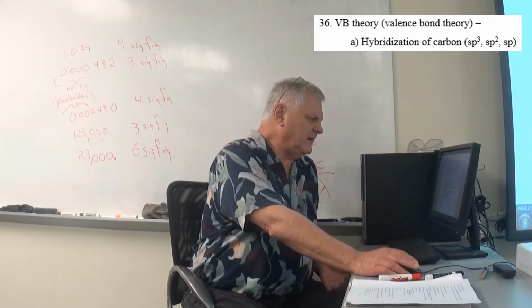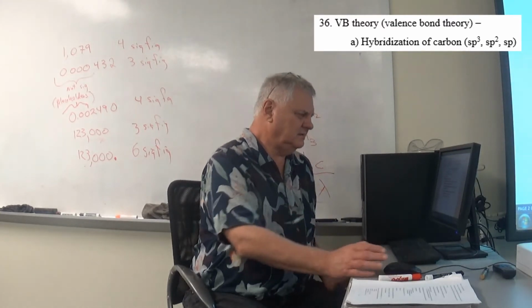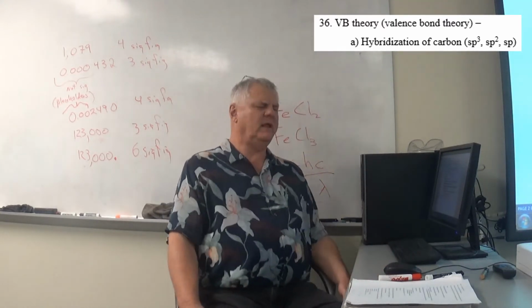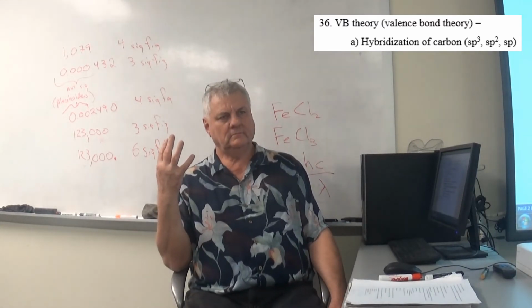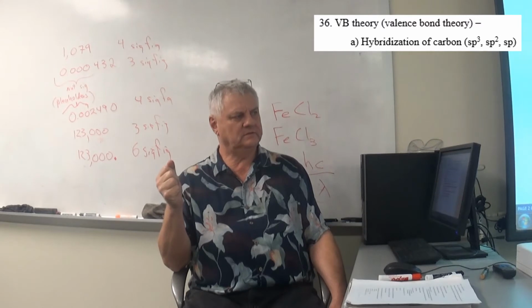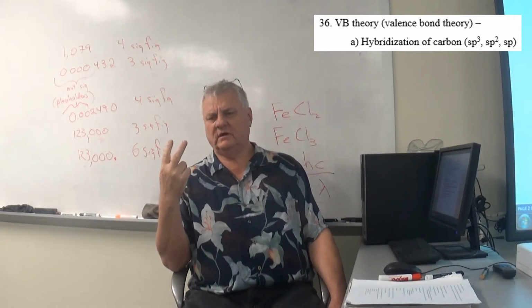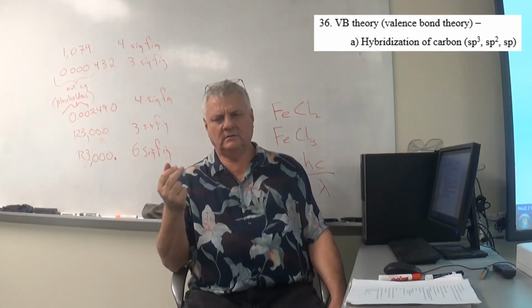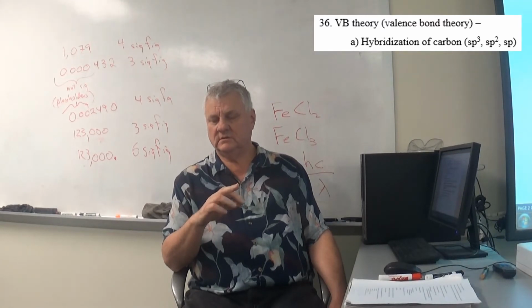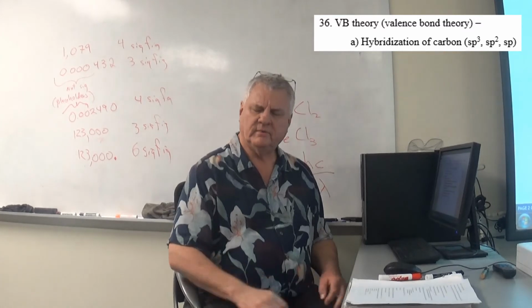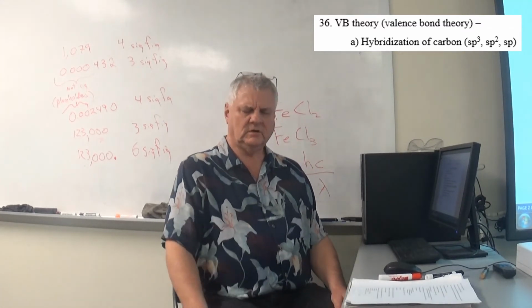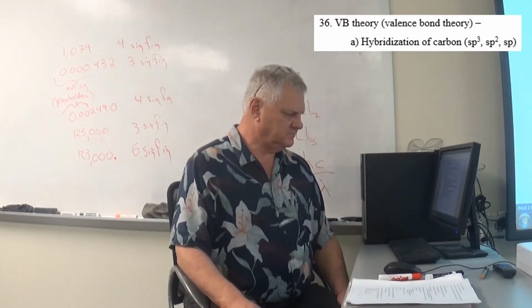Valence bond theory, hybridization of carbon, sp3, sp2, and sp. Whenever a carbon has 4 single bonds, it's sp3 hybridized. Whenever a carbon has a double bond and 2 single bonds, it's sp2 hybridized. Whenever a carbon has a triple bond and a single bond, it's sp hybridized.